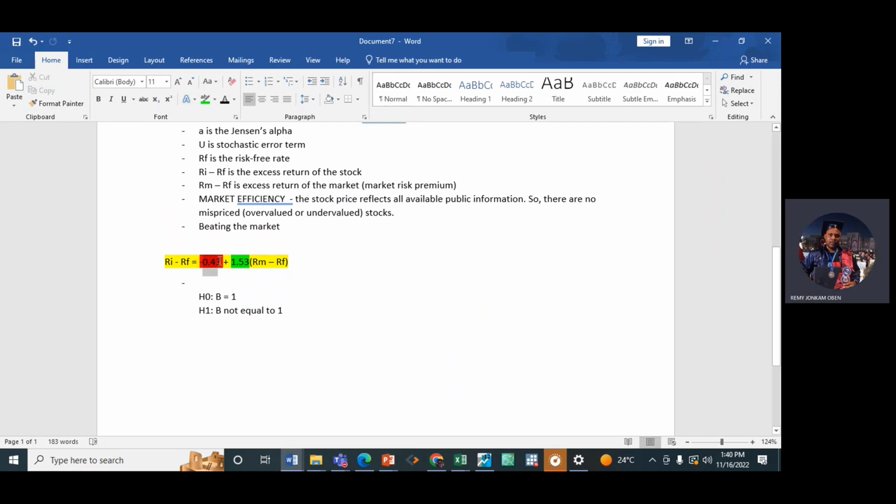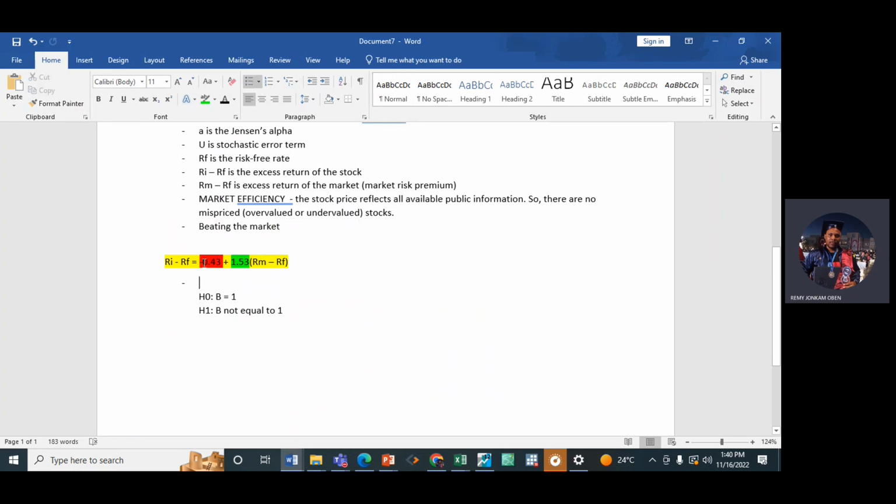The first thing you should check is if this alpha is statistically equal to 0 or not, if it is significant or not. That's the first thing to check. If it is statistically equal to 0, which means it is insignificant, then it means the stock is fairly priced. We don't care whether this value is bigger than 0 or less than 0 mathematically.